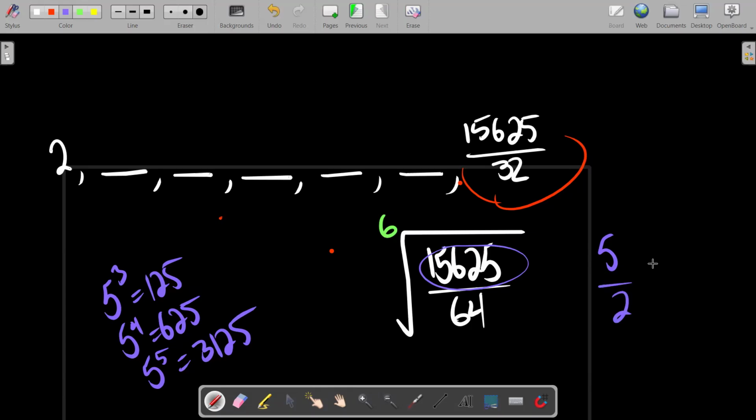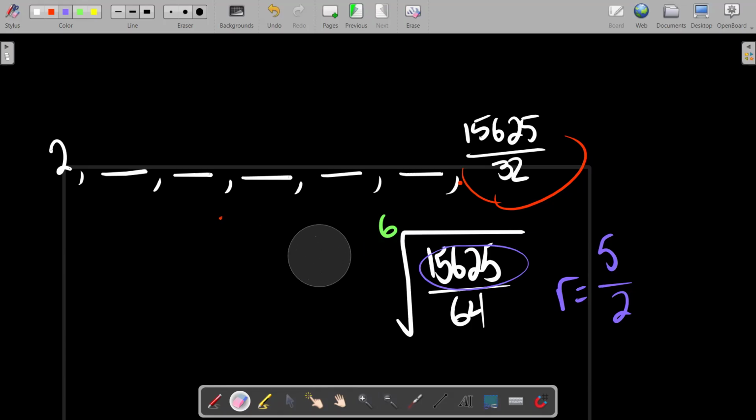I mean, that's not the answer. That's the R value, right? That you multiply by. So Anderson, you had asked, do you have any questions about that? Now would be a great time to ask. It's okay. 5/2 is the R value. Yeah. And we got that by doing the sixth root of the top and also the sixth root of the bottom.